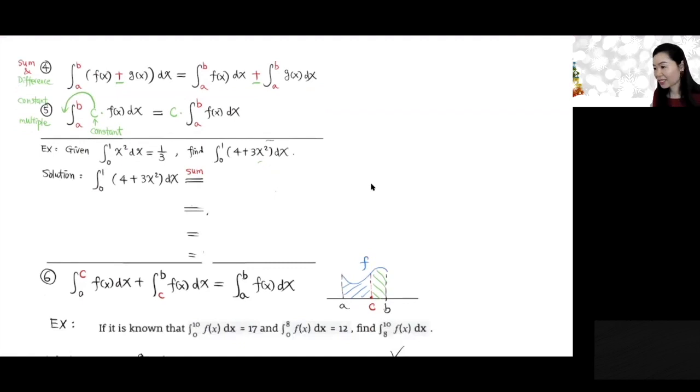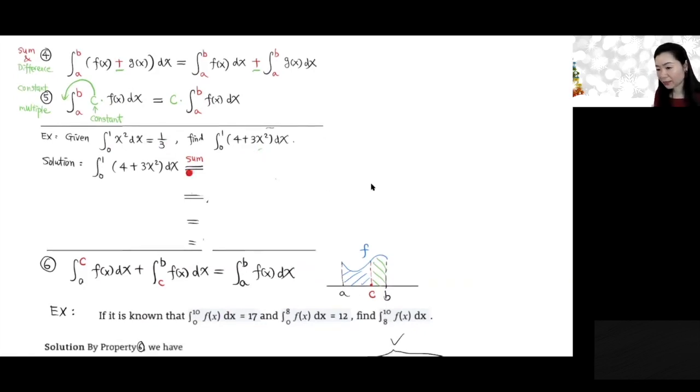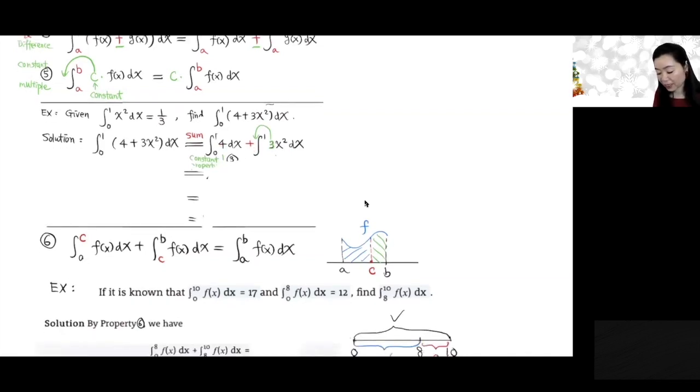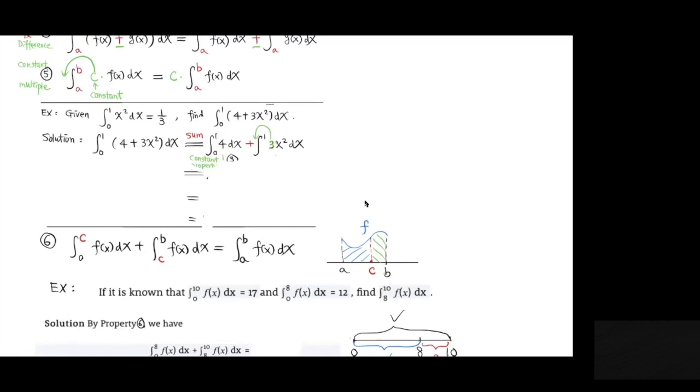Now let's try this example. We are given that this integral equals 1/3. We're trying to find the integral over here. First, we use the sum rule for integrals: the integral of the sum is the sum of the integrals. So it's the sum of these two integrals over here. For this part right here, 4 is a constant. When you integrate this constant, what does this integral equal to? Everyone?